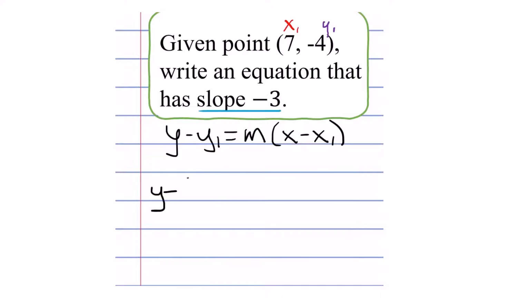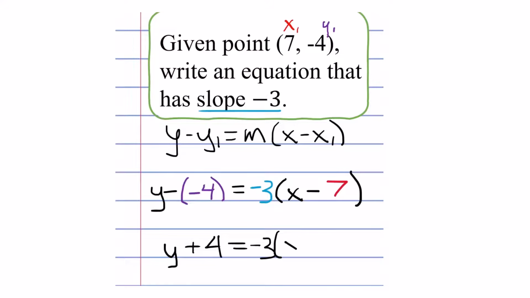Let's pop them in. Y minus a negative 4 equals negative 3 times x minus 7. Now in this case the 7 was positive, so I don't have the double negative thing going on, but the y value was negative 4, so I do in the beginning. It's going to be y plus 4 equals negative 3 times x minus 7, and you are finished. That is the equation of a line that goes through the point 7, negative 4 that has a slope of negative 3.